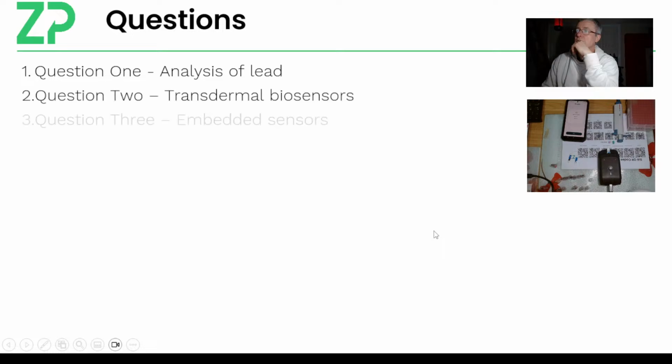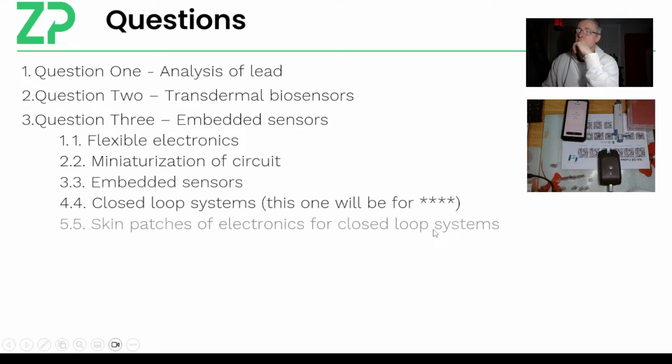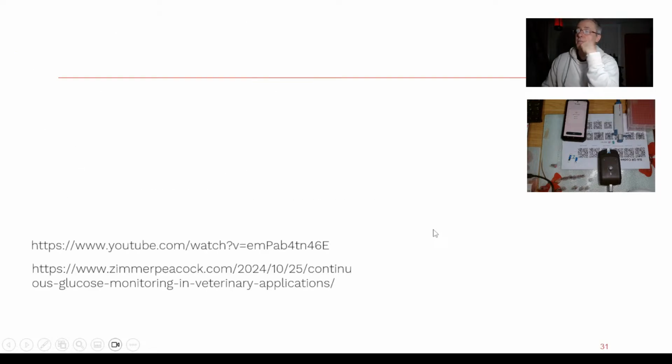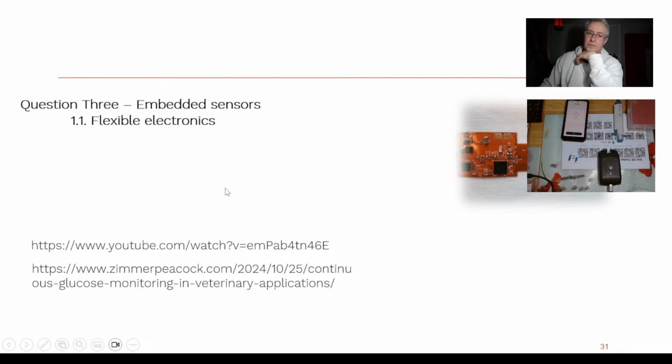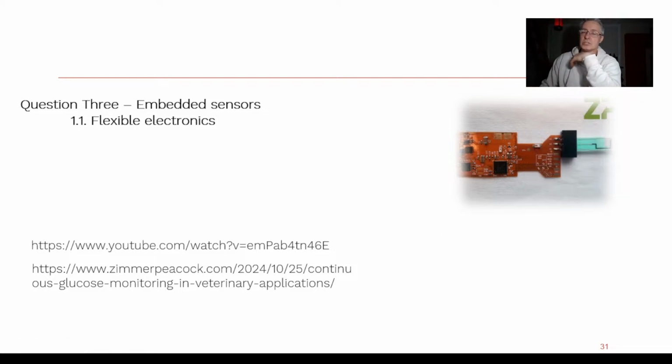In fact, I've got this in the slightly wrong order here. So I just want to get onto my question number 3. My question number 3 was, at ZP, do we do embedded sensors on flexible electronics? So the quick answer is we do have images in the public domain where we have our sensors on flexible electronics.